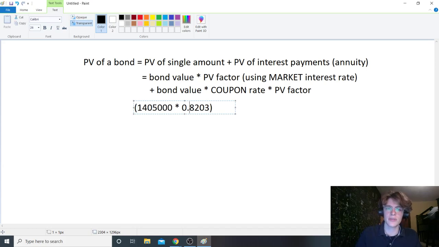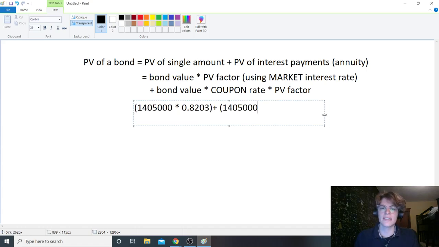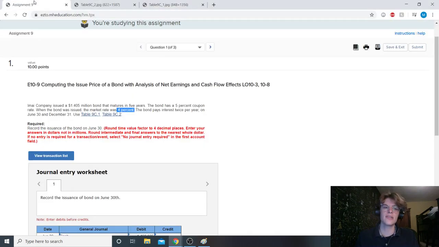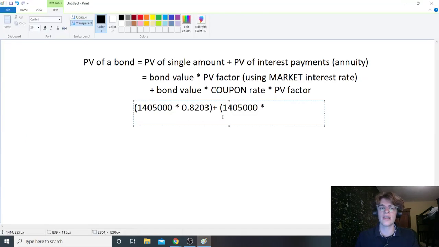That's our first part. And then I always like to do this in one step just because I find I make fewer mistakes in terms of using my calculator. So now for the interest payments, we're going to do that same number, 1,405,000, and now we're going to multiply that by our coupon rate. Just like the interest rate, when we divided the interest rate by 2, we're going to divide the coupon rate by 2 as well. So if the coupon rate is 5%, then when we divide that by 2, we get 0.025 instead of 0.05, right?